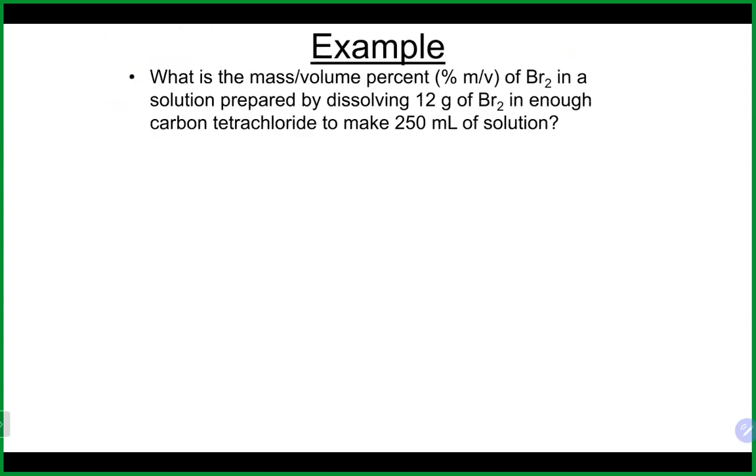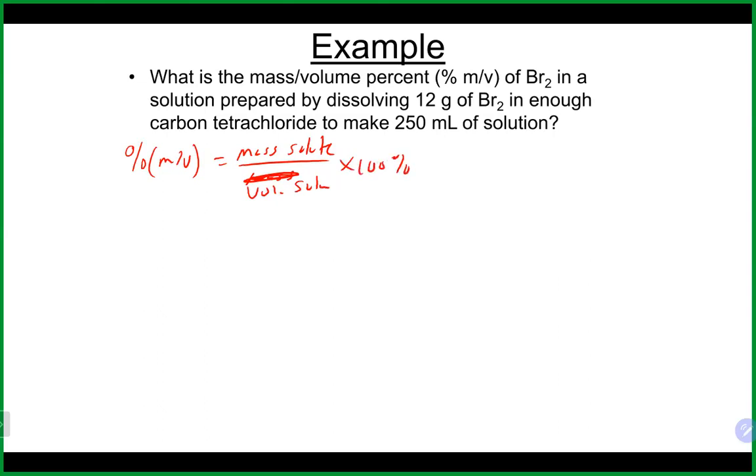What is the mass to volume percent of Br2 in a solution that's prepared by dissolving 12 grams of Br2 in enough carbon tetrachloride to make 250 milliliters of the solution? See what you come up with. All right, so we're looking for percent mass to volume here, and that would be the mass of our solute divided by the volume of the solution times 100%.